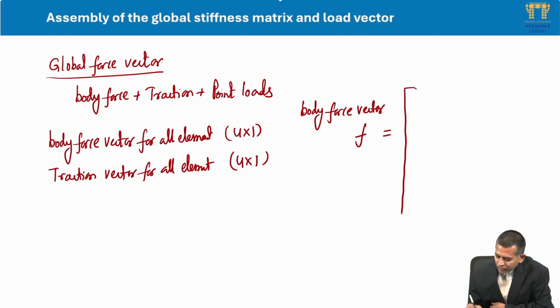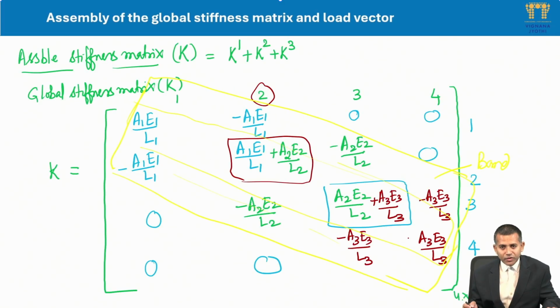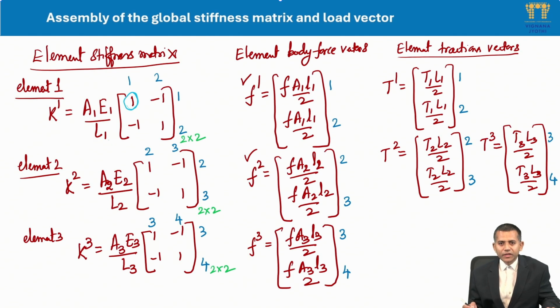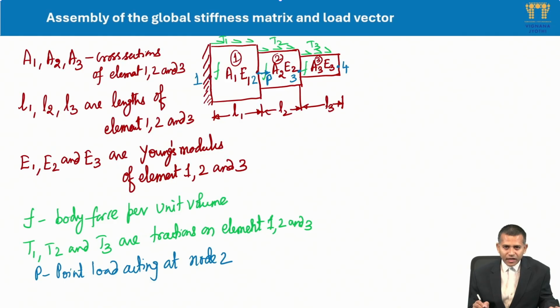F. We know at element 1, what is the body force we have? F1 A1 L1 by 2, right? So again at node 2 in element 1, F1 A1 L1 by 2. Similarly, observe it, again at node 2 you have F1 A1 L1 by 2, and at the same time F A2 L2 by 2. That's because of the connectivity, at node 2 you have the connectivity of element 1 and element 2, right? So the same is the case for node 3 also. Again you have the connectivity between node 2 and node 3.